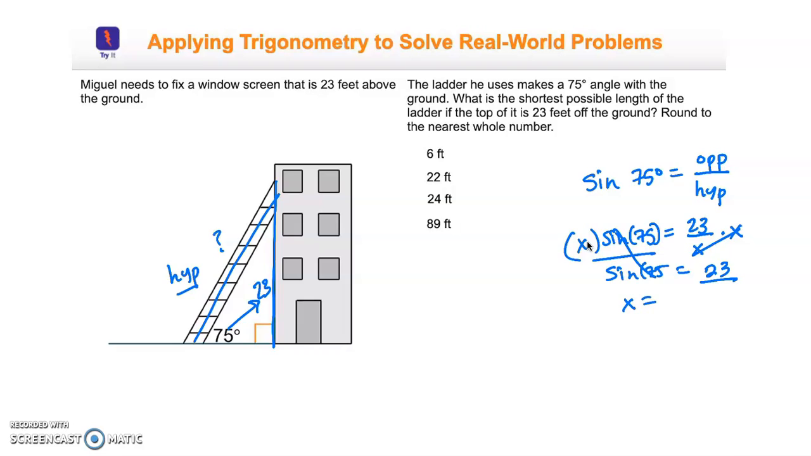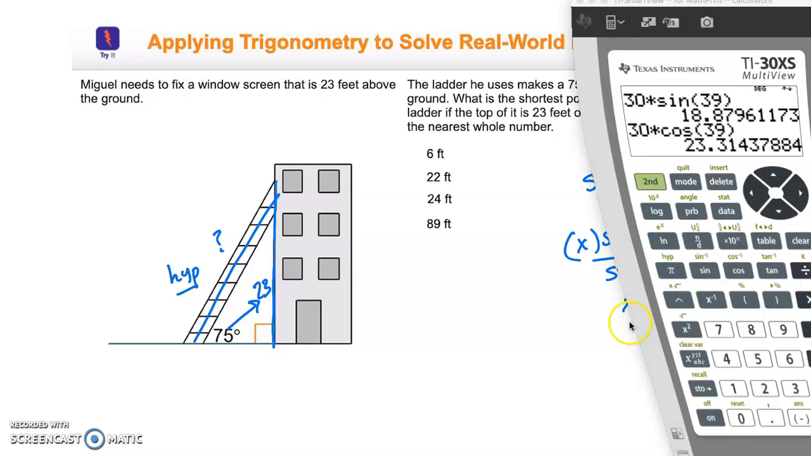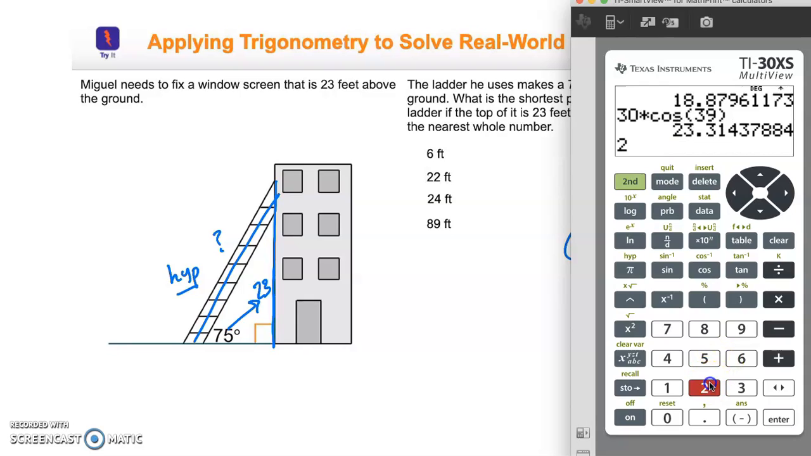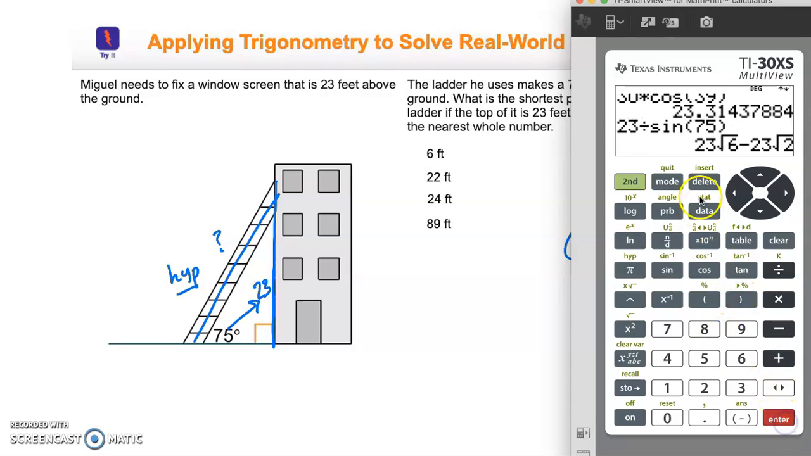So x equals 23 divided by the sine of 75 degrees. And then it's the same process, except we're going to be dividing now. So we're going to say 23 divided by sine of 75. And we get, now if your calculator does it like this, remember you can use this little arrow button right here and it will round it to the nearest tenth.